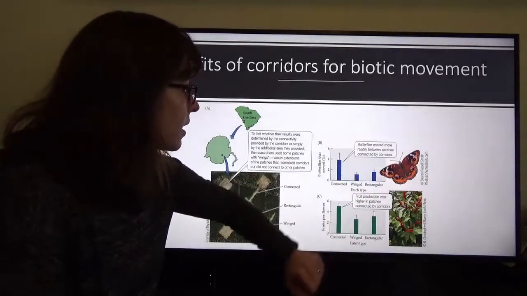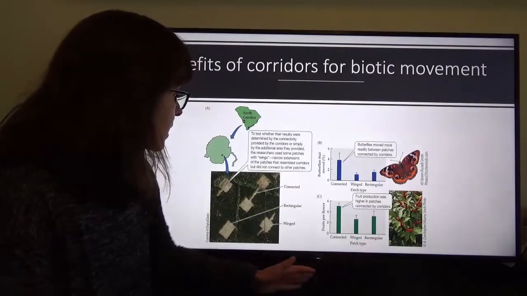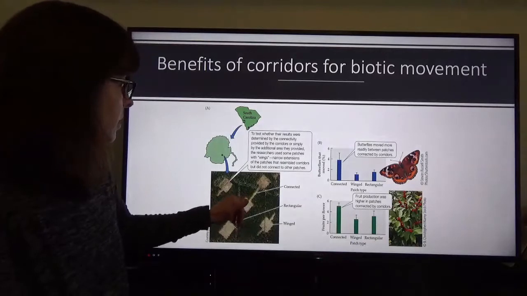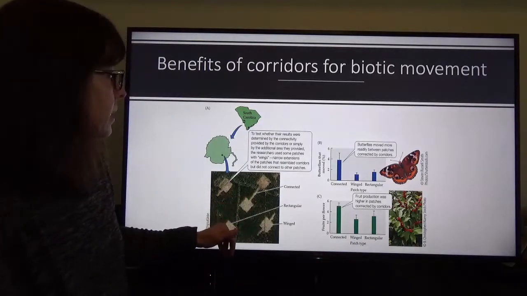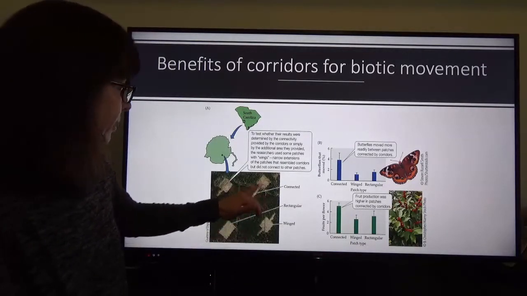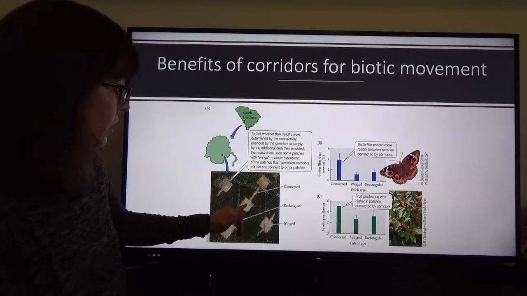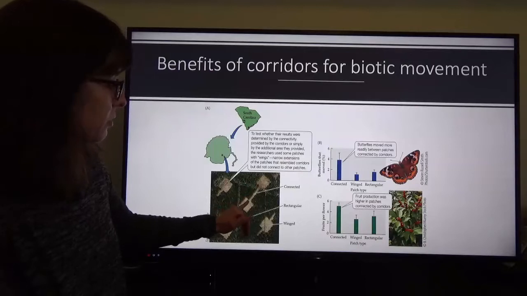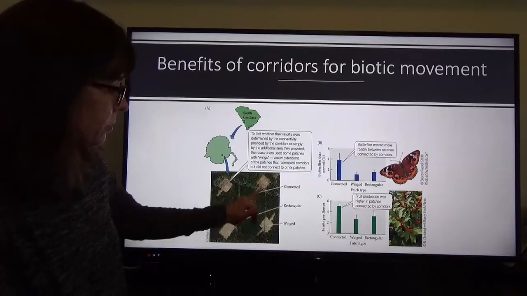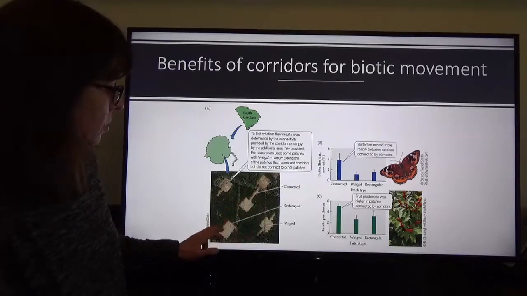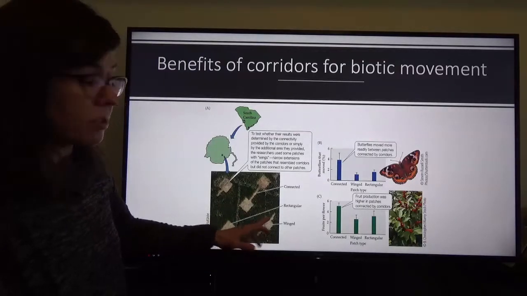We have these butterflies that make use of this open landscape compared to the forested landscape. And what the researchers did was connect these fields where the butterfly is used with corridors. Or here's a regular patch without a corridor, and here's their sort of controls.